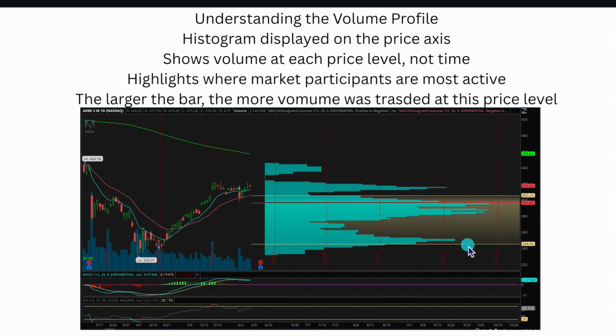So if you look at it here, this bar here is one of the highest amounts of volume, and that happened a little bit past 344. The larger the bar, the more volume was traded at this price level. So if you see at 395, we had a lot of volume.